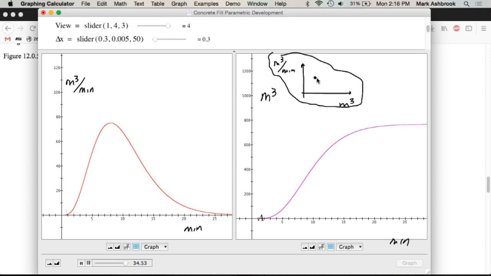How do we know, say, what the rate of change is at 10 meters cubed? So here's 10 meters cubed. There was some rate when the amount poured was 10 meters cubed. The concrete was pouring at some rate, and that would be a point on our graph. So how could we determine what that is? You've got all the information you need, right? So what would that look like?